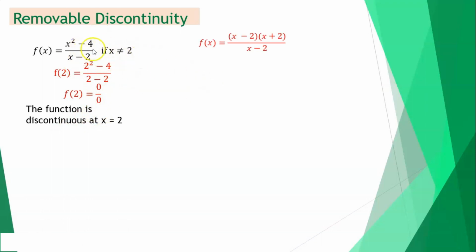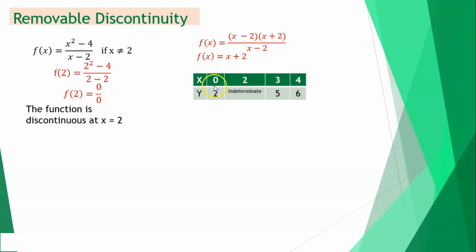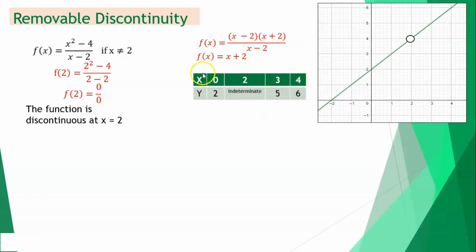Now solving for this, we can simplify this as x minus 2, x plus 2 over x minus 2. We can cancel x minus 2, so we're left with x plus 2. Now getting the table of values here, if our x is 0, we'll have 0 plus 2, it's 2. If our x is 2, this will be indeterminate. Or when we substitute to the simplified form, we'll have 4. If our x is 3, 3 plus 2 is 5. 4 plus 2 will get 6. Now graphing this one, the graph of this function is this one. Now take note, it is open at x is equal to 2.